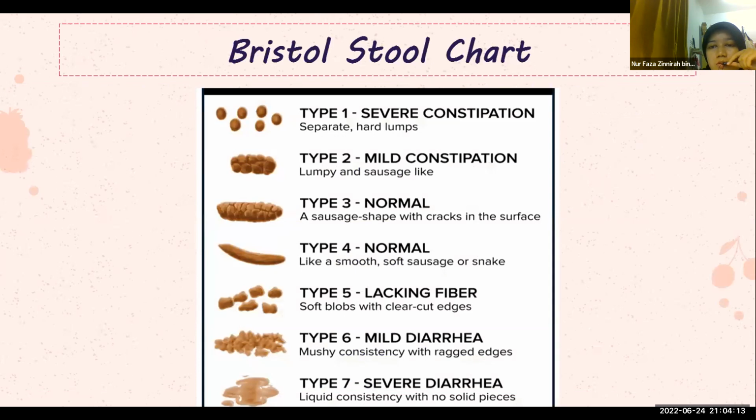Next is the Bristol stool chart. The Bristol stool chart can help us classify stool into 7 groups, where type 1 and type 2 indicate constipation. In type 1, the stool is described as separate hard lumps, and type 2 is lumpy and sausage-like. Types 3 and 4 are normal and easier to pass. Types 5, 6, and 7 indicate diarrhea.